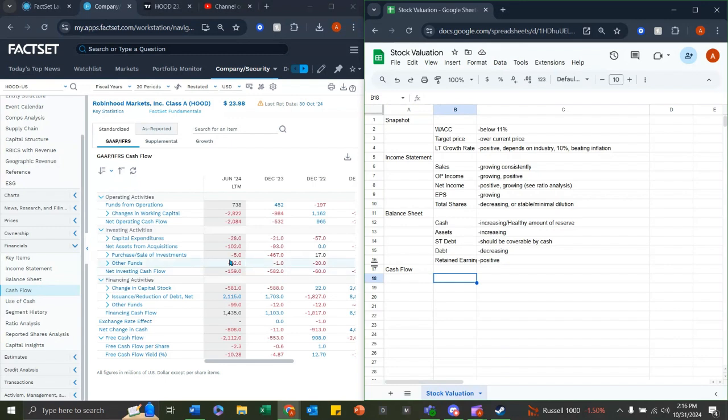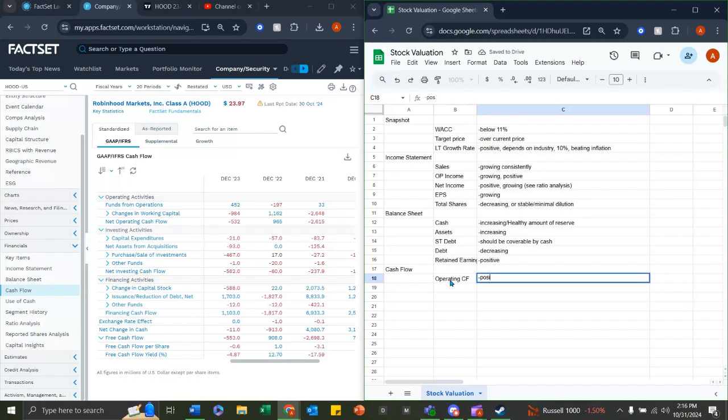Okay, so Robinhood, you should be able to see it right away. Their operating cash flow should be positive. That is an estimate for 2024. Hold on a sec. There we go. Operating cash flow should be positive. That is what you want to see. I'm going to put operating CF positive. I could put growing too, but honestly, I feel like that's, oh my God, I'm pressing buttons. Growing, comma, positive. Okay.